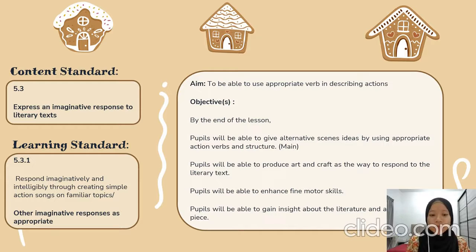The next one, pupils will be able to enhance fine motor skills, where when they are creating arts or crafts, they will exercise their fine motor skills, where they need to cut certain things, paste something, or tie something. The next one is pupils will be able to gain insights about literature and appreciate the genre, because a graphic novel, as we know, is part of literary work, where primary school kids, who are still young, get insight about literary text at a very early age, and they need to be able to appreciate it by responding to the text imaginatively.